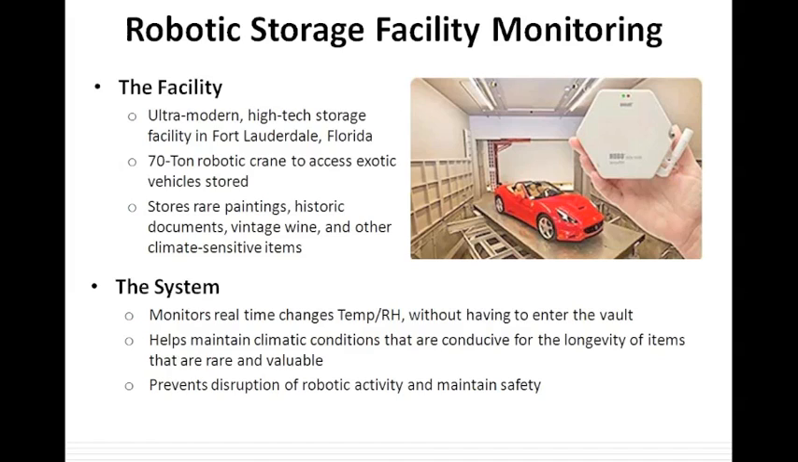This is extremely important to this facility because of the robotic crane being a little bit of a safety hazard when people are around it. The monitoring of temperature and relative humidity allows the facility operators to maintain climatic conditions to make sure that they are conducive to storing these rare and valuable items they keep at the facility. The fact that no one has to enter the facility in order to access information about the temperature and relative humidity allows them to keep the facility operating all the time without disruption to the robotic activity.